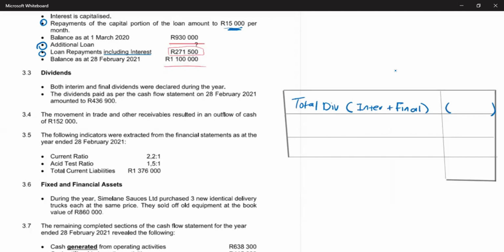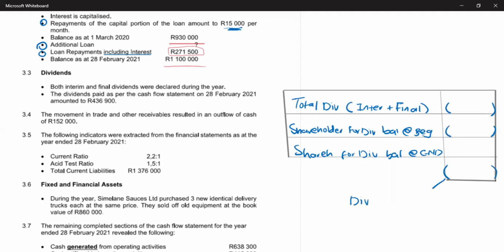And I have my shareholders for dividends balances. So it's my shareholders for dividends. This is balance at the beginning. And this is also in brackets. And lastly, shareholders for dividends balance at the end. And this one is not an outflow. And lastly, the final answer that I'm going to get would always be an outflow, which is my dividends paid. And this is the amount that goes into my cash flow statement. Now here they're telling me that that amount is 436,900.